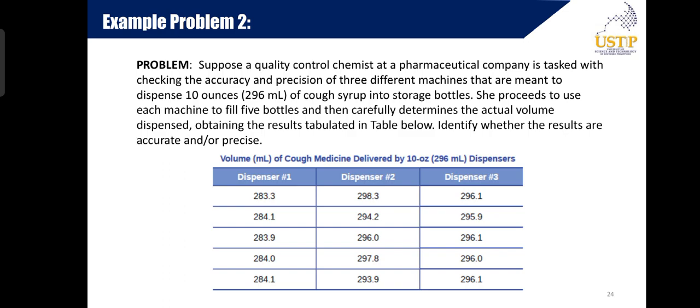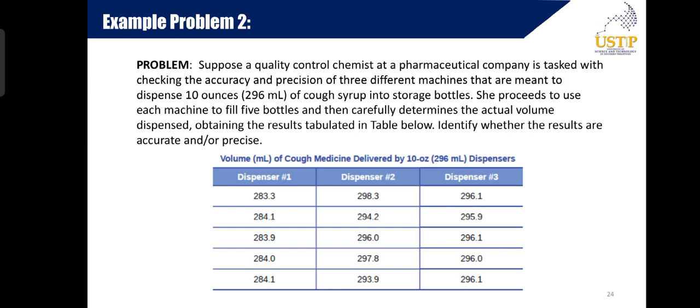So for the first bottle, dispenser 1 dispensed 283.3 ml. For the second bottle, 284.1 ml. For the third bottle, 283.9 ml. For the fourth bottle, 284 ml. And for the fifth bottle, 284.1 ml. So our target should be 296 ml.